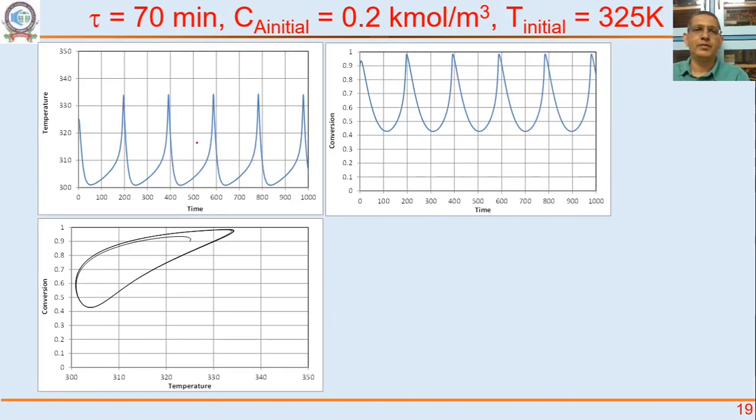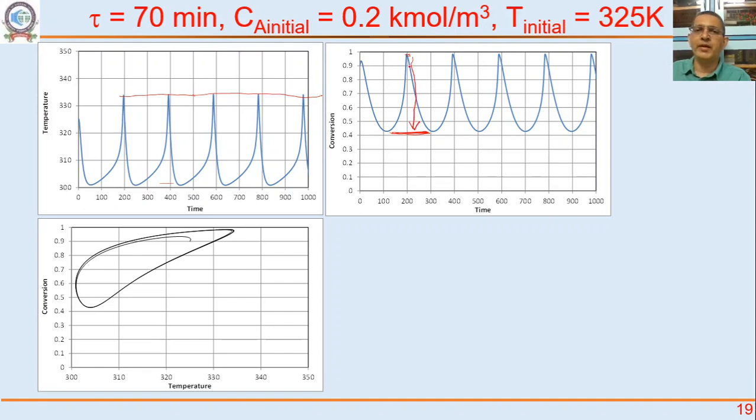See? Temperature versus time reduces, goes up, reduces, goes up, reduces, goes up, reduces, goes up. These are oscillatory behavior. It never reaches steady state. It continues to oscillate between 333 Kelvin and 300 Kelvin. In terms of conversion, it oscillates between 99% conversion and 40% conversion, 41-42% conversion.